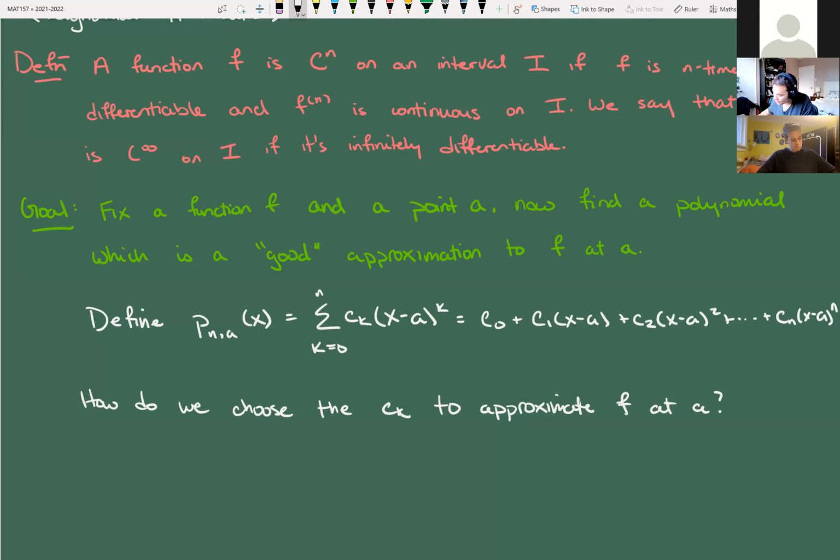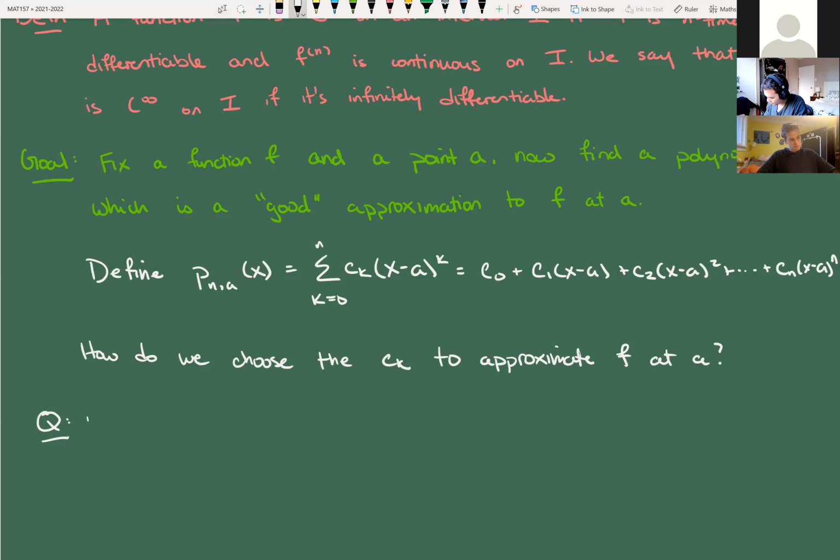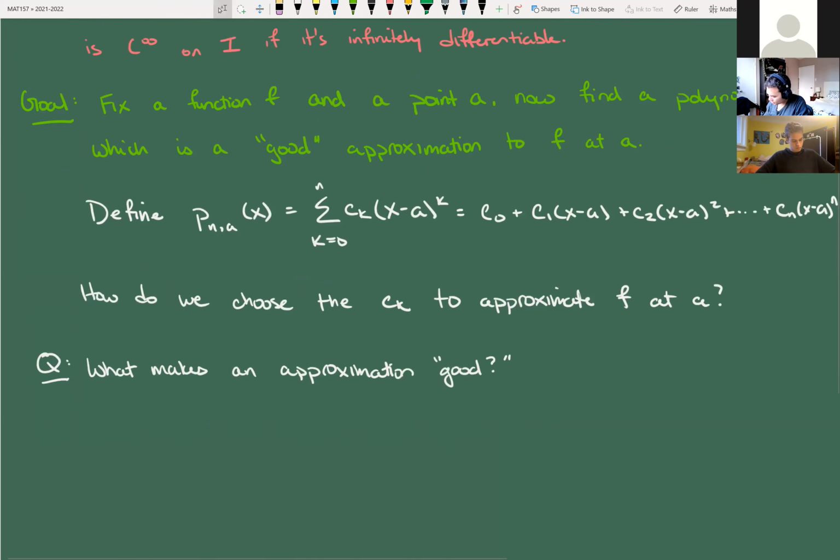So our question then is, what makes a good approximation? So question, what makes an approximation good? Right? Because if we know what a good approximation is, maybe that will help us figure out what the coefficient should be. Right? And so the answer to this question is going to be the following.